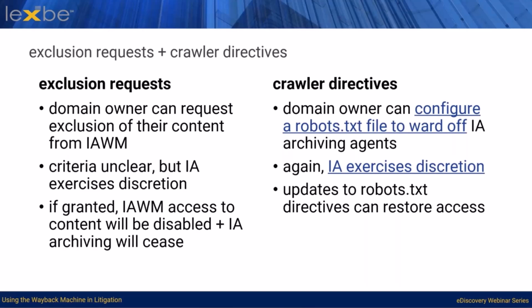A domain owner may also configure a special instructions file on their website called robots.txt that directs archival crawlers to not archive the site. The Internet Archive, again, typically obliges these directives, but more explicitly states that it won't in particular cases, such as if the website belongs to the US government or military. Unlike in the case of exclusion requests, the Internet Archive continues to check the robots.txt file. If the blocking directives are removed, archiving of the website resumes.